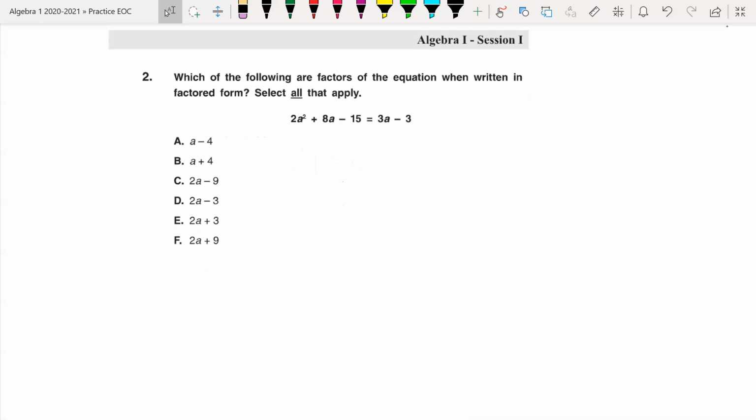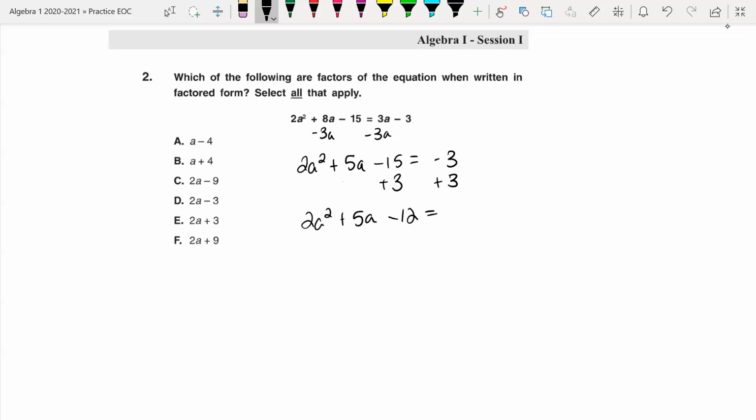Number 2, it says, which of the following are factors of the equation when written in factored form? Select all that apply. Well, just kind of based off what we recently did, I know a lot of people can kind of figure out that they want it to be equal to 0. So we're going to subtract 3a and combine it with the 8a. So we get 2a squared plus 5a minus 15 equals negative 3. And then we're going to add the 3 over. Then we get 2a squared plus 5a minus 12 equals 0.